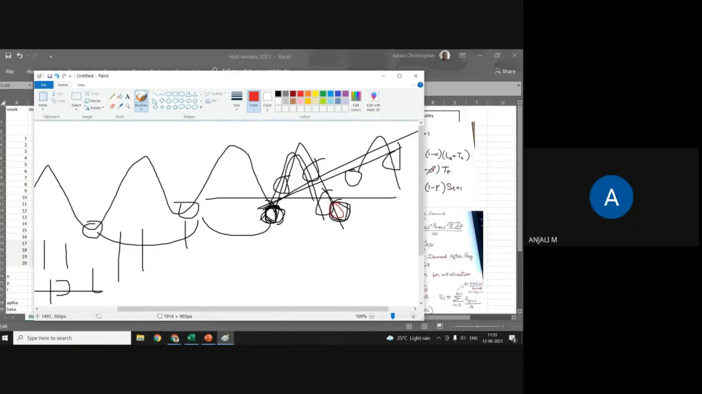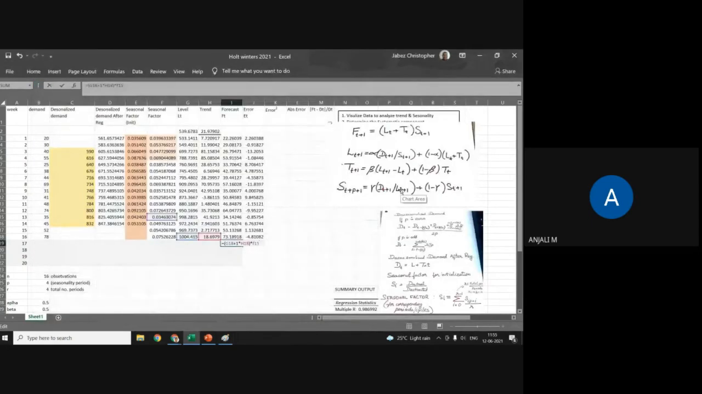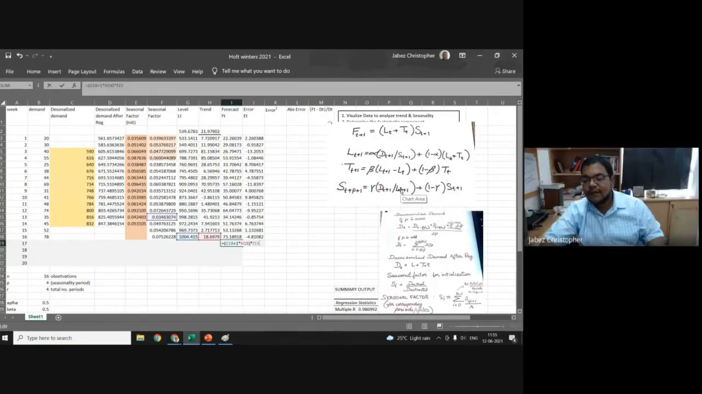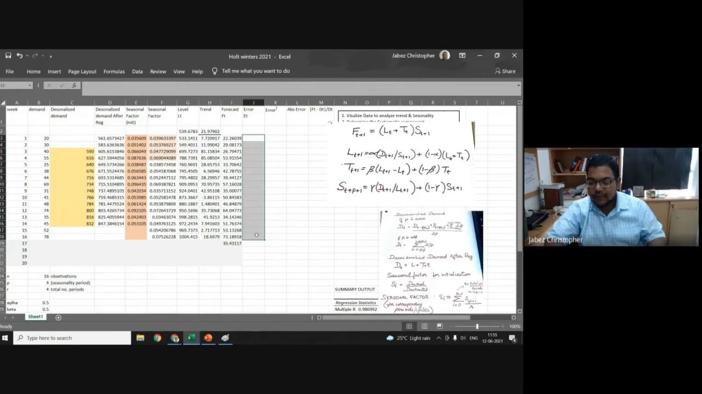Yes, sir. But why aren't we considering the previous error before forecasting for the next one? We are only considering level, trend, and seasonality, but we've also calculated error. Why can't we include that while calculating the next one? We have not come to error. I'm coming there. We are not using error for now. I'll come to that.